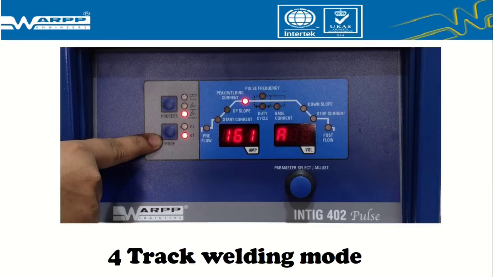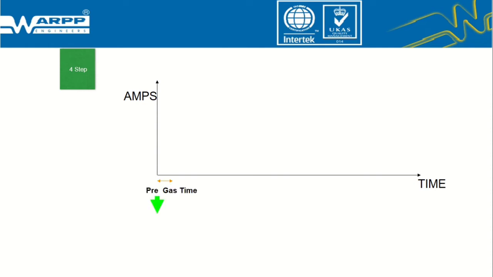This is 4-track welding mode. Now let us see how 4-track welding mode works. Press the torch trigger to start the welding and keep it pressed. At first, the pre-gas flow starts. Then the start current is activated. Then release the torch trigger. Then the current reaches the peak current value with the preset upslope time.